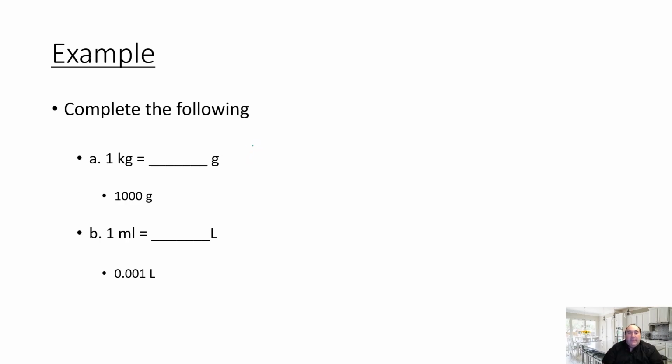Here we want to complete these again. For some of these that we saw, 1 kilogram is 1,000 grams, and 1 milliliter is, as we see there, 0.001 liters, or again, 1,000 milliliters is equal to 1 liter, which is what you get if you divide this to both sides.